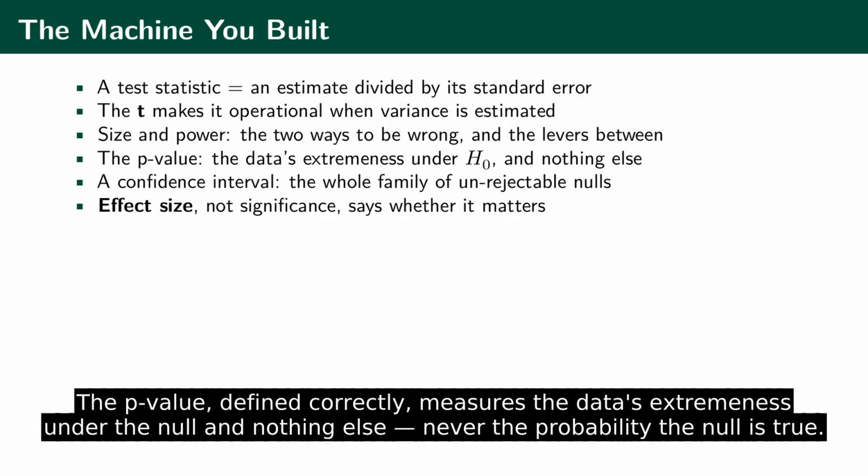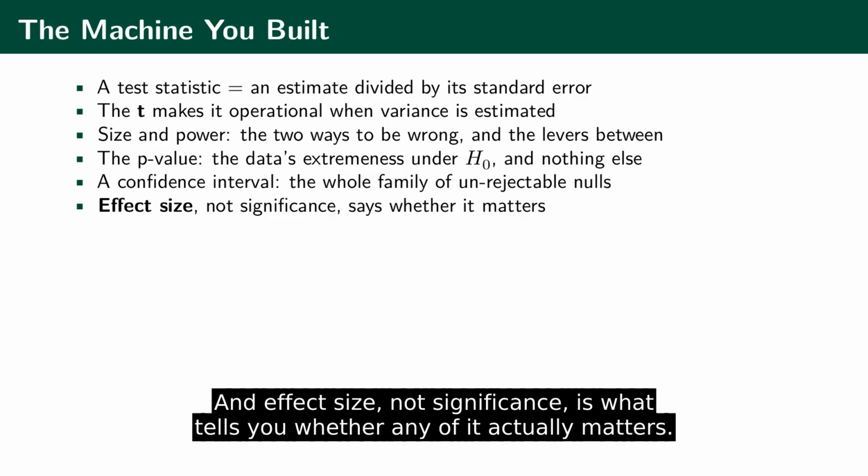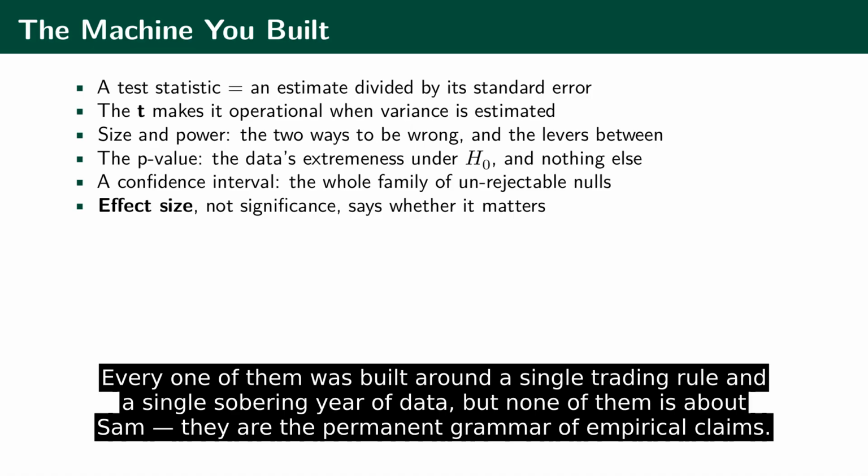The p-value, defined correctly, measures the data's extremeness under the null and nothing else. Never the probability the null is true. A confidence interval is the whole family of unrejectable nulls, the more honest object to report. An effect size, not significance, is what tells you whether any of it actually matters. 6 ideas, one coherent machine.